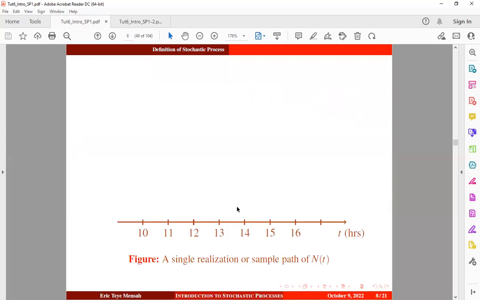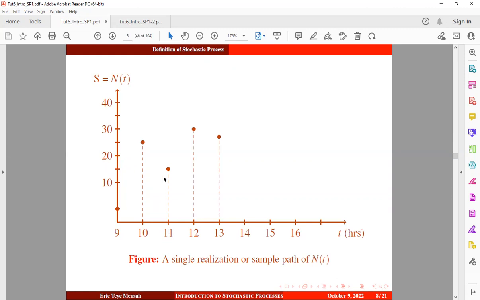So in here, I have my index set on the x-axis, which is time in hours. I also have my possible values, that is the number of customers who are going to visit the bank, on the y-axis, okay? Let's assume that when the bank opened, the number of people who visited the bank were less than 10. So I have the point here. At 10 a.m., the number of customers who visited the bank was about 25, okay? And also at 11 a.m., these were the number of customers who visited the bank. Time 12, 13, 14, 15, 16. So this is just a single realization, okay?